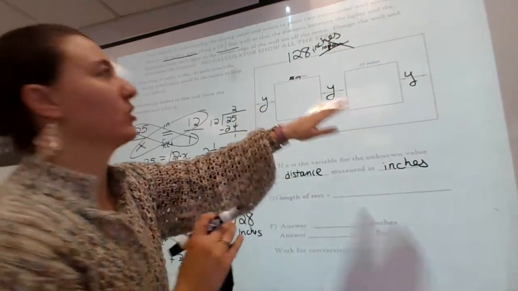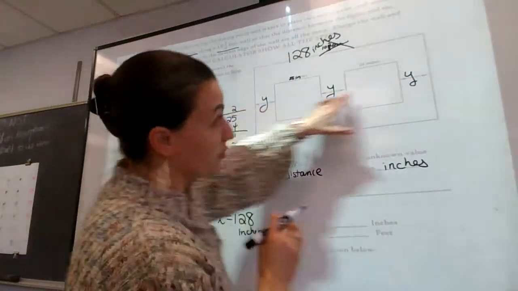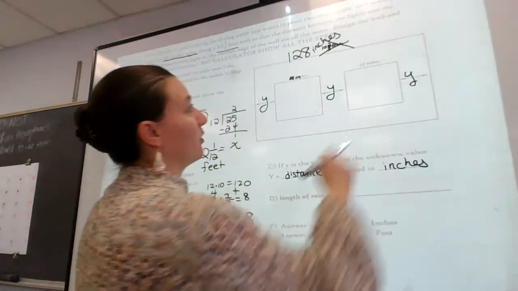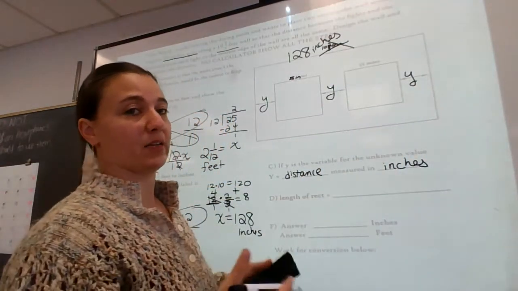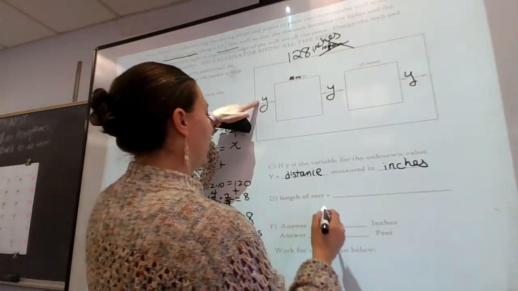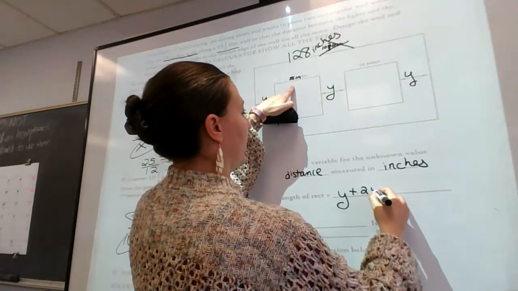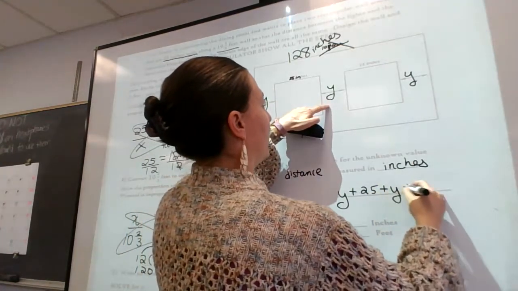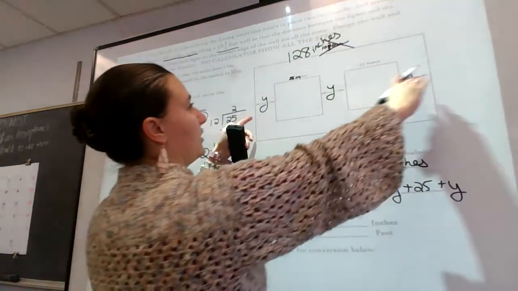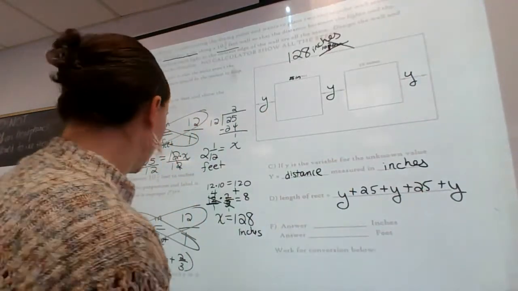Now if you look at this picture, this part of the wall is the same length as this part of the wall, right? So what would be the length of this rectangle written in terms of y, meaning with y's in it? What do you see? I see a y and, which means plus, a 25, and another y, and another 25, and another y. There's the complete total length of the wall written in terms of y.